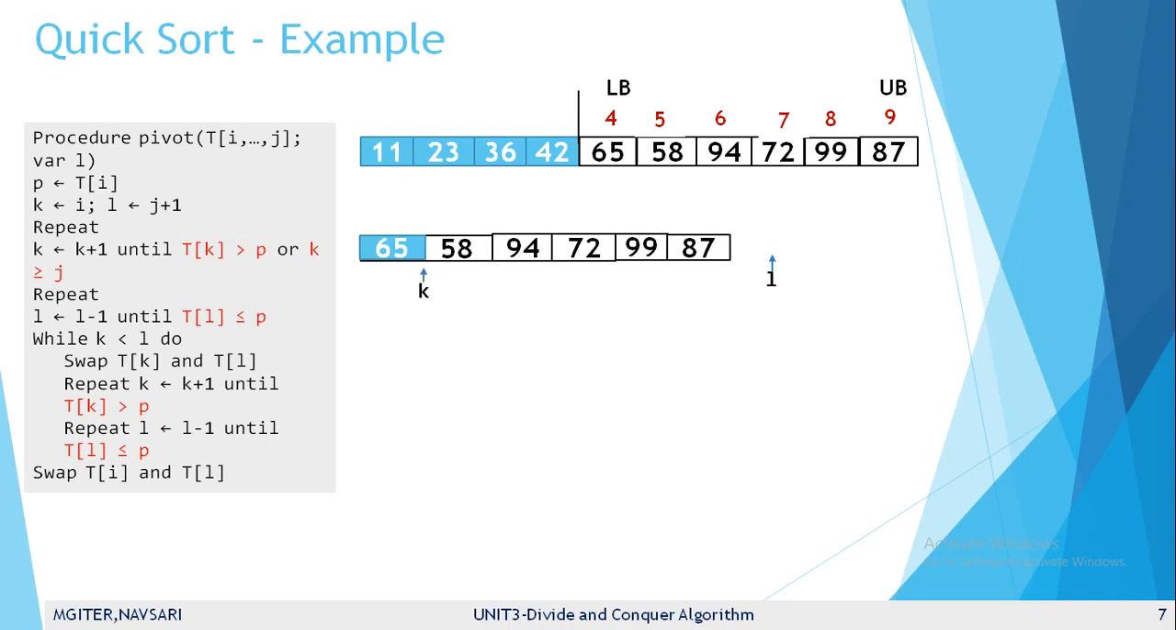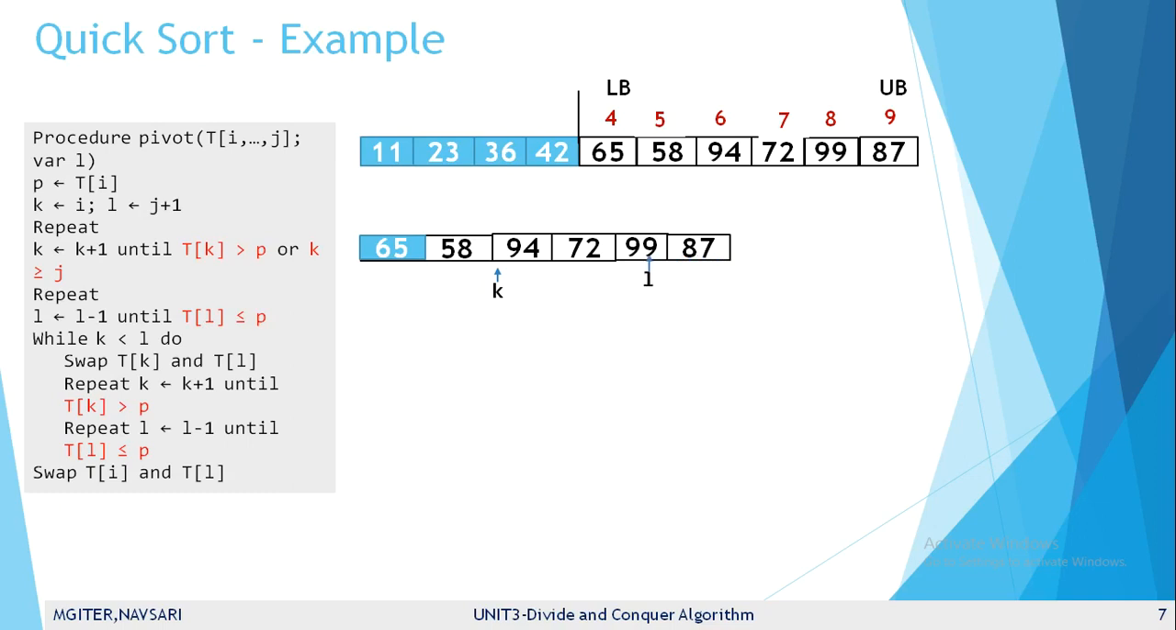So consider the pivot element is 65, K at index 4 and L at index 9. So we increment the K. 58 is less than the pivot. 94 is greater than. Yes, we stop the incrementing. Now decrement the L. 87 is greater than.